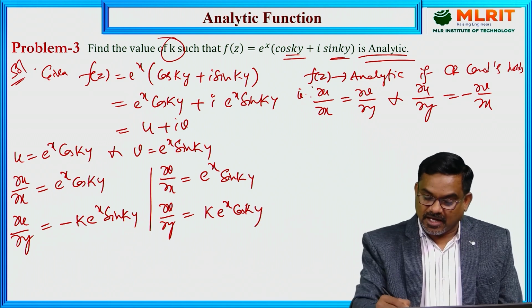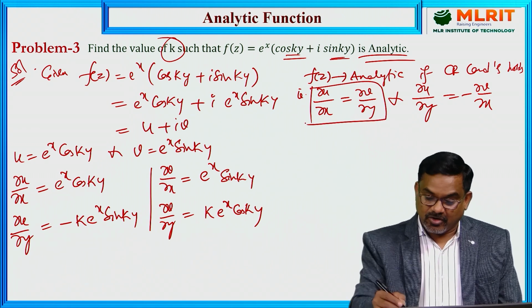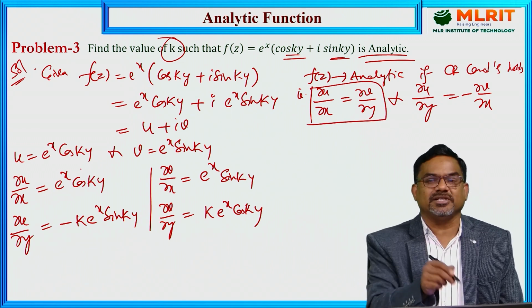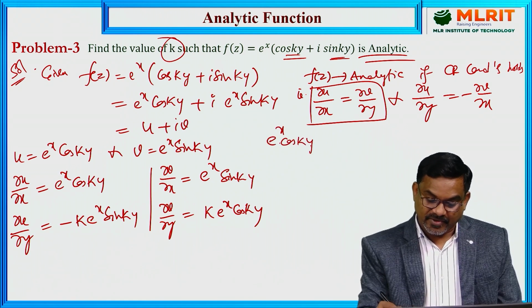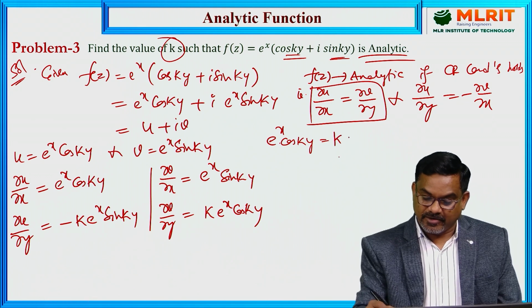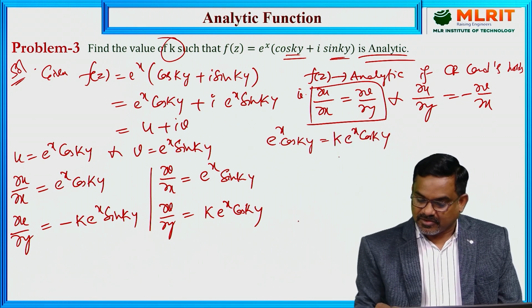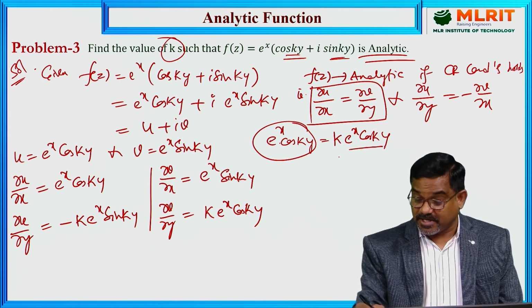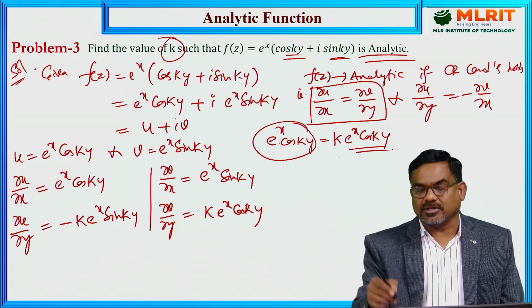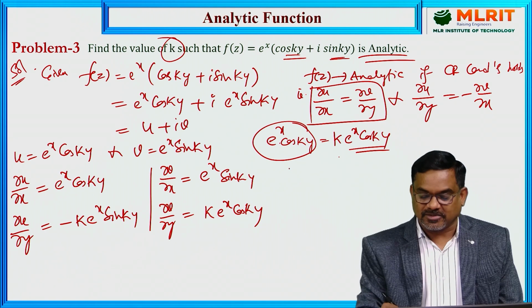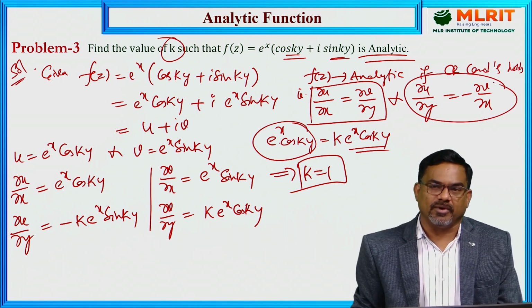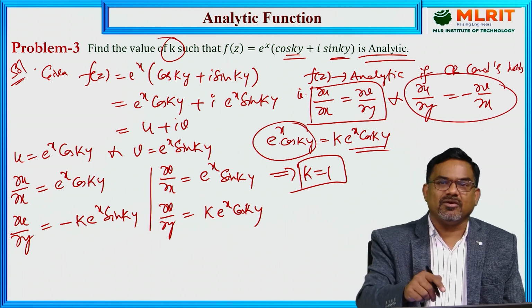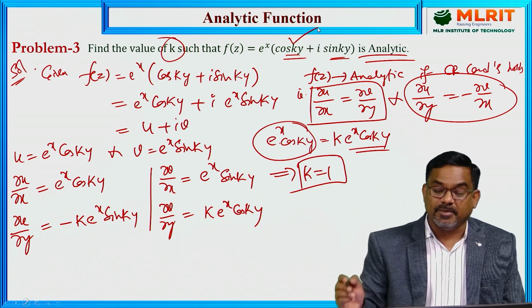Now, using the CR equations, here dou u by dou x must be equal to dou v by dou y, since the function is analytic. So dou u by dou x, e power x cos ky, is equal to dou v by dou y, k into e power x cos ky. So here the LHS function is present on the RHS also as a product with that k. So this happens only when the value of k equal to 1. Similarly, if you compare the second condition also, you can prove that k equal to 1. Hence, if we take the value of k as 1, then this function will be analytic.